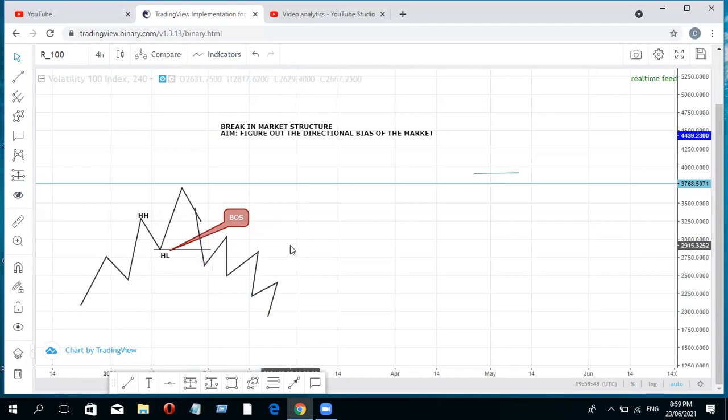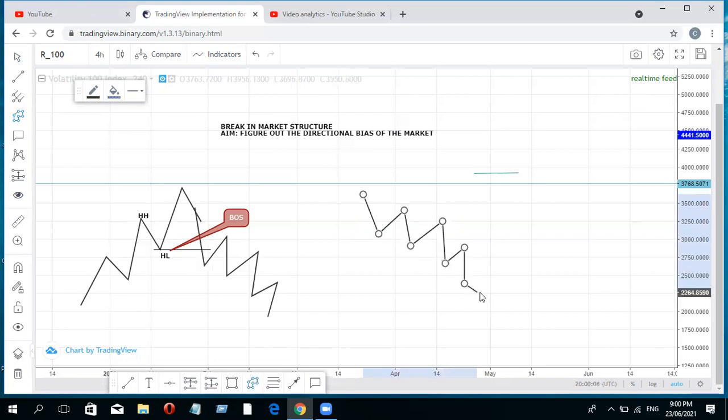Now for a bearish market, you see the market doing stuff like this. The market is selling, making a series of lower highs and lower lows. For this market to break structure, we want to see price come above this last lower high and then retest, and then most likely it will start buying.